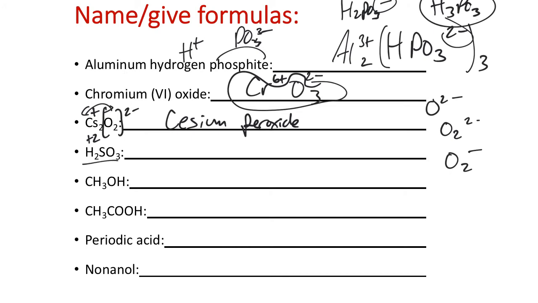H2SO3. So sulfate is the 4, so the 3 would be ite, so that's sulfite, so this would be sulfurous acid.